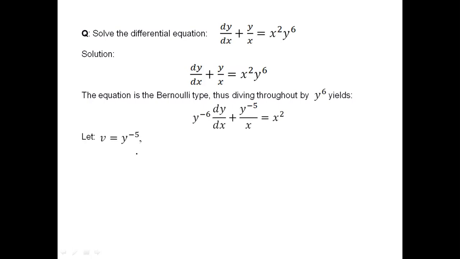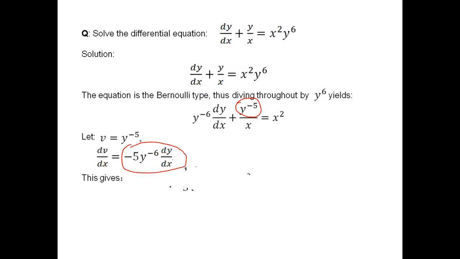We let v be equal to y raised to the power negative 5. So now we differentiate v with respect to x. Differentiating v with respect to x gives us this expression.